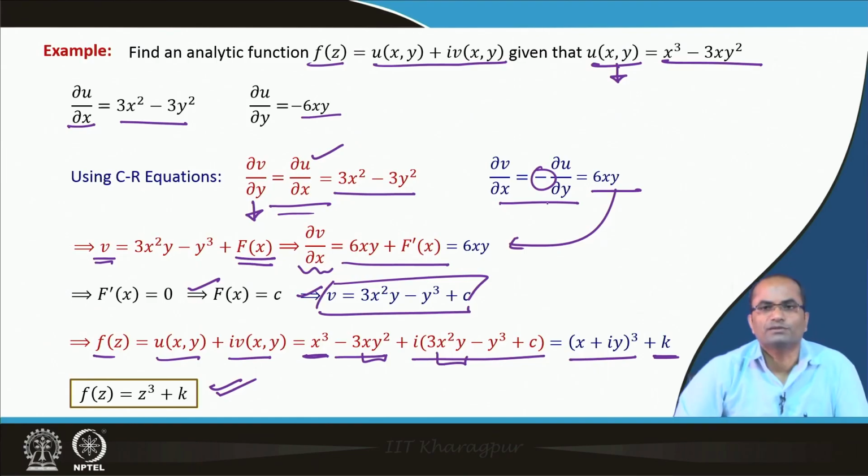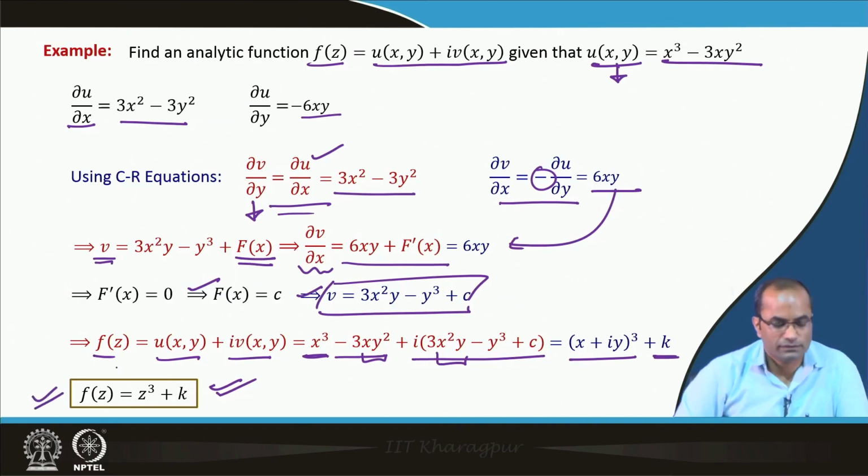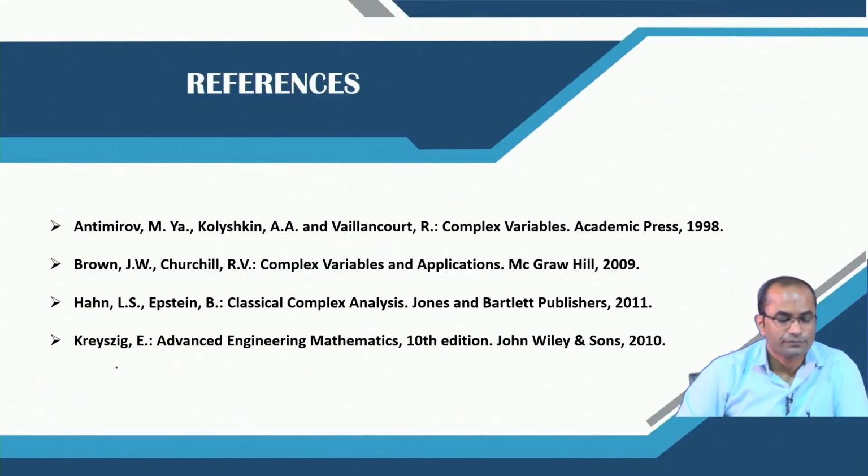So, this f z has to be an analytic function, because the sufficient condition in terms of CR equations is that u and v must satisfy the CR equations and the partial derivatives are continuous, then they are sufficient for claiming the analyticity of this u plus i v. So, this function is an analytic function.